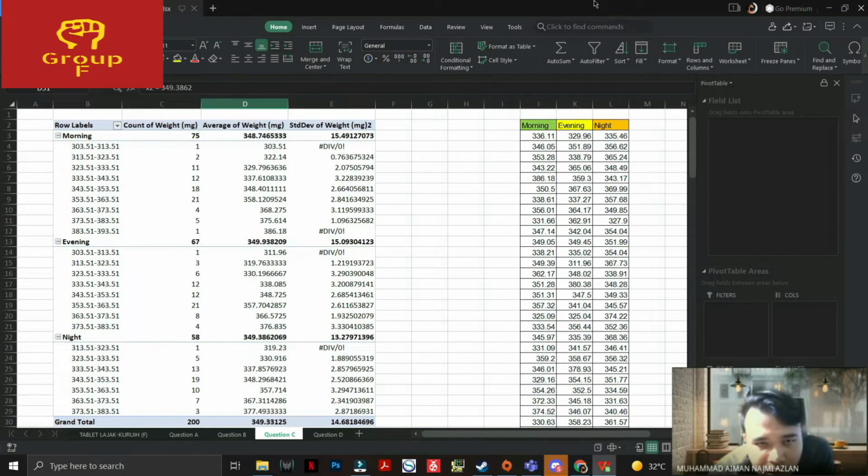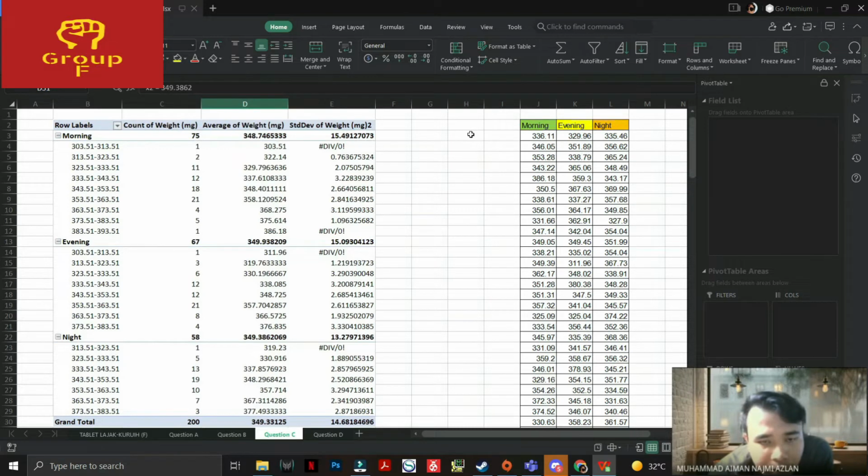We present for part C, which is I need to show the result and the different significance for the weight and shift. Okay, so in this part C, I will use ANOVA. So with ANOVA, I want to know if there are 3 or more than 3 population means.